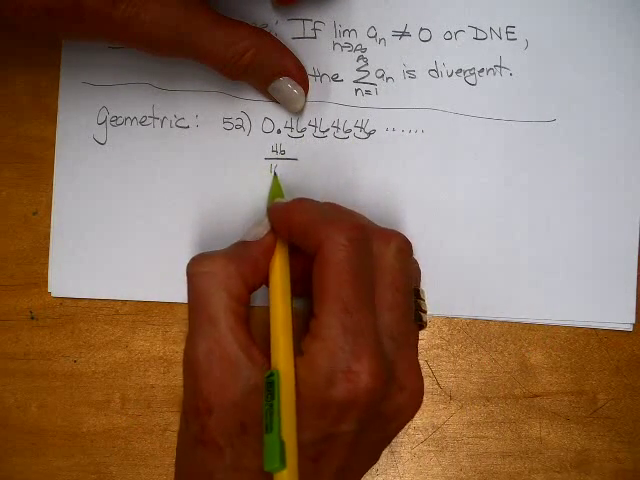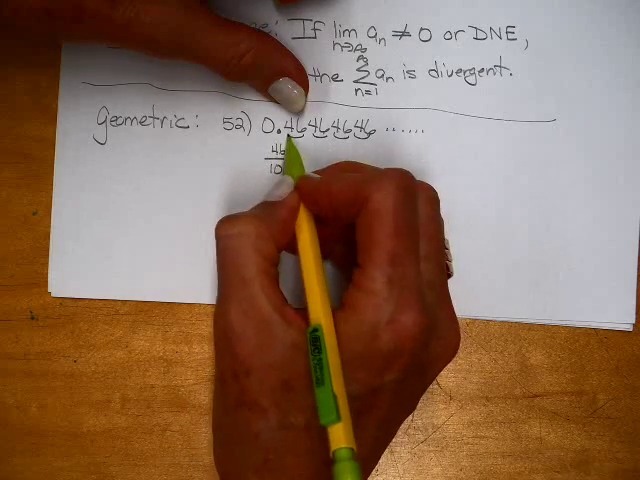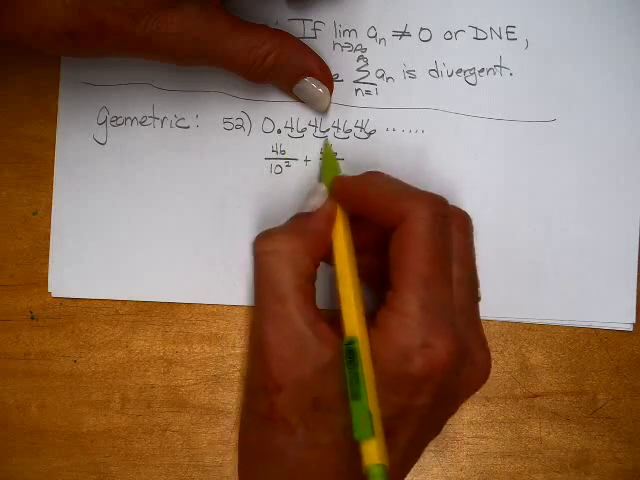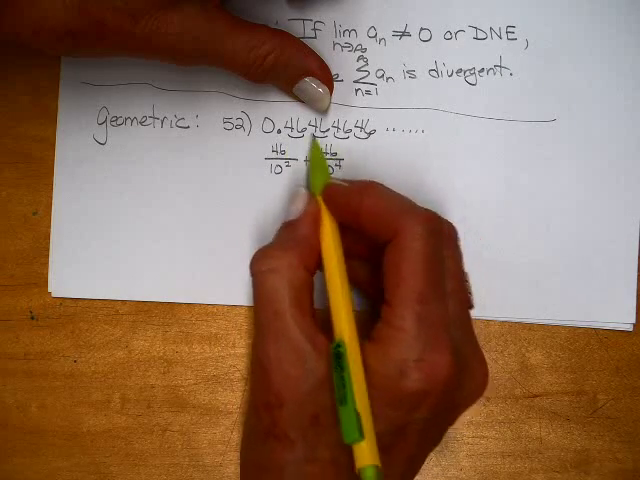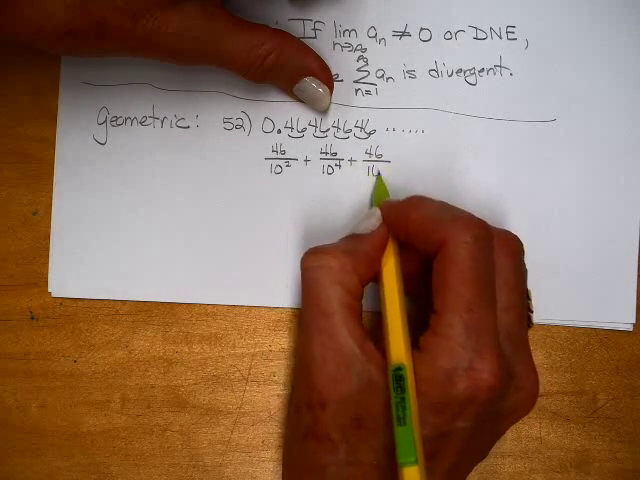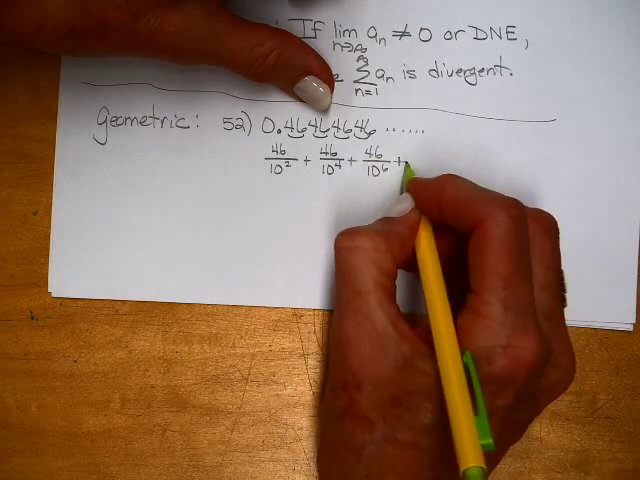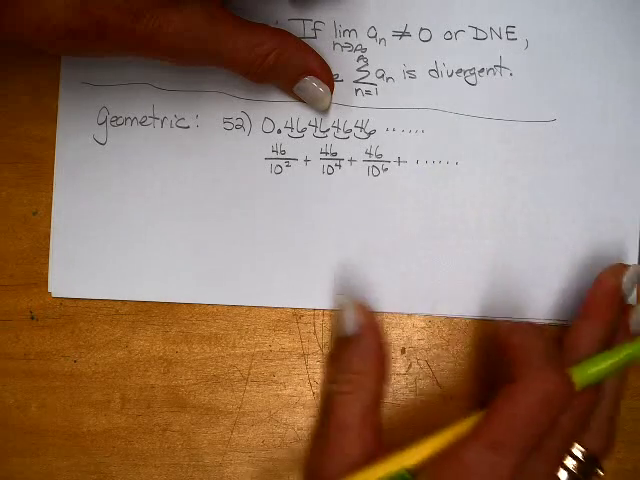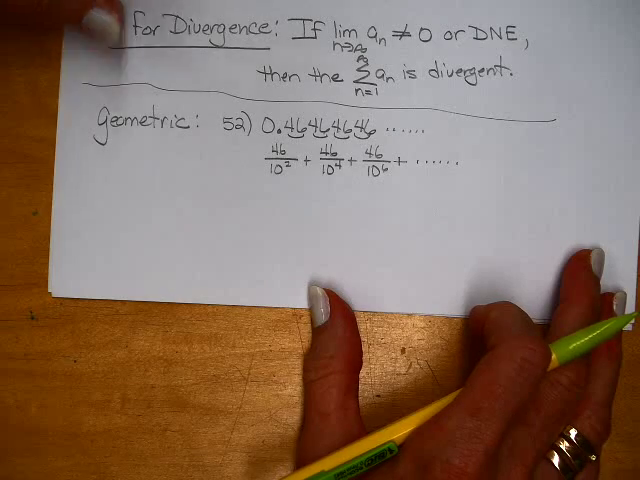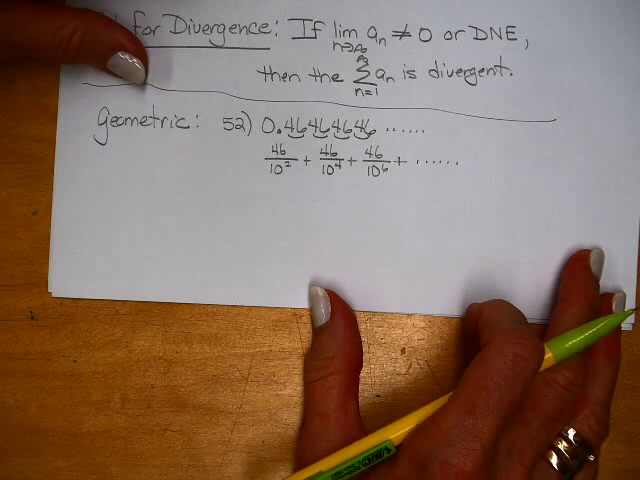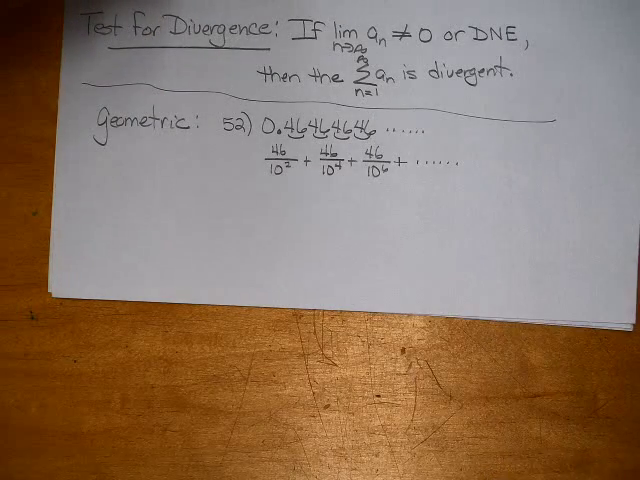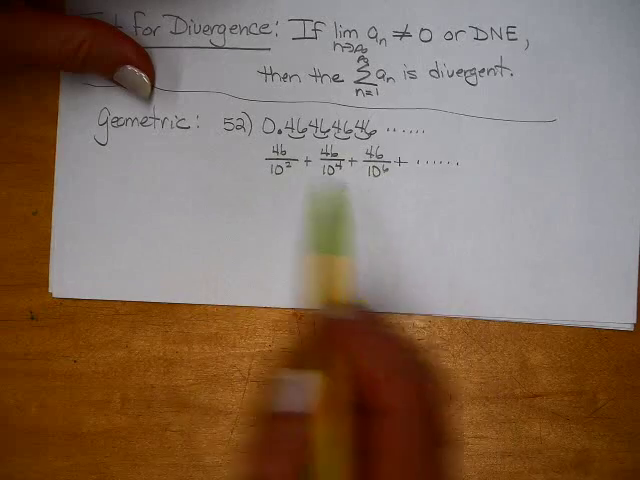This is 46 over 10 squared. That's the hundredths place. Plus 46 over 10 to the 4th. I'm moving out 4 decimal places. Plus 46 over 10 to the 6th. Plus dot, dot, dot. The next is 46 over 10 to the 8th. You're moving out 2 decimal places every time. Everybody see how I'm getting these fractions?